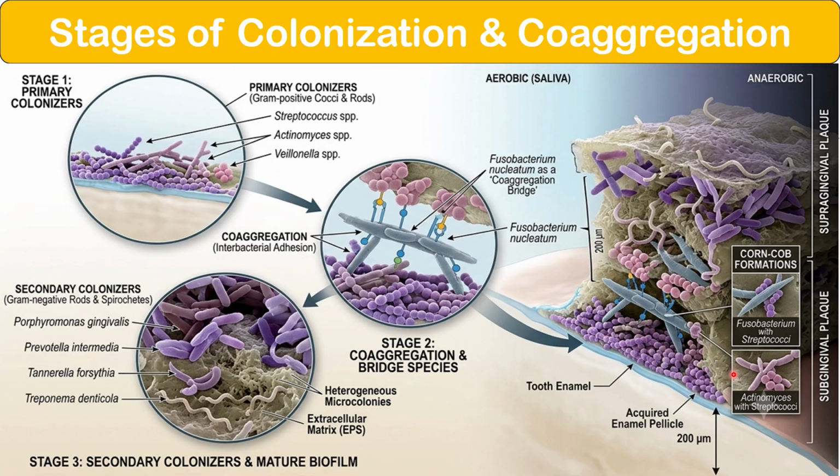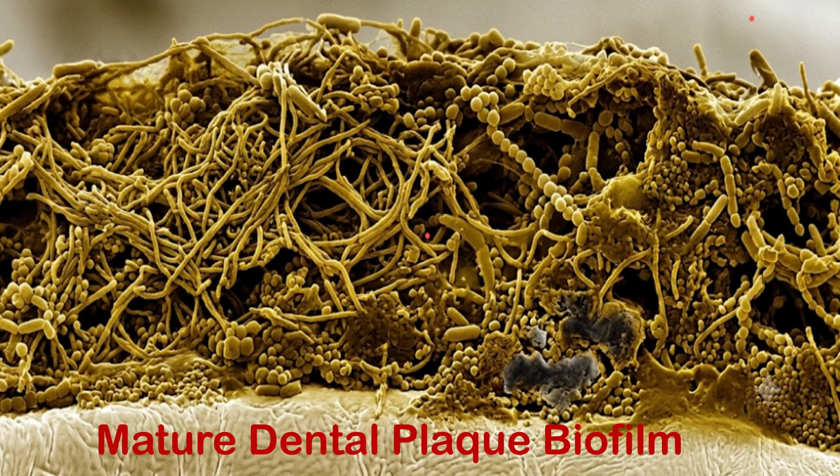The main important thing here is the corn cob formation. In this arrangement, we can see a central filamentous bacterium, mainly Fusobacterium or Actinomyces, surrounded by cocci, mainly Streptococcus, which gives the appearance of a corn cob. It is a characteristic feature of a mature supragingival dental plaque biofilm. So this is a mature dental plaque biofilm.